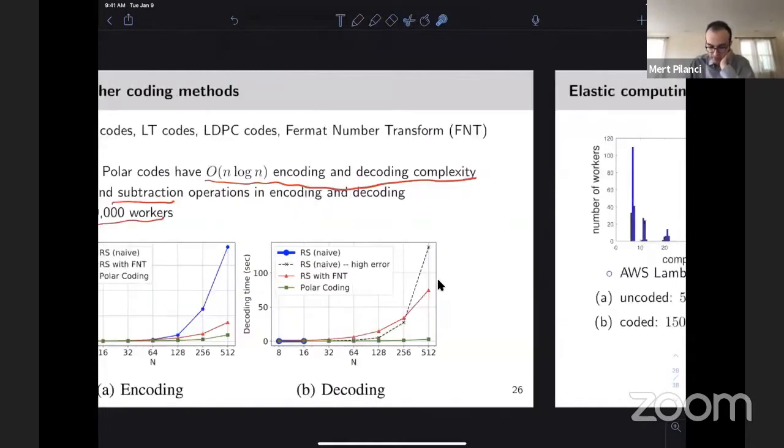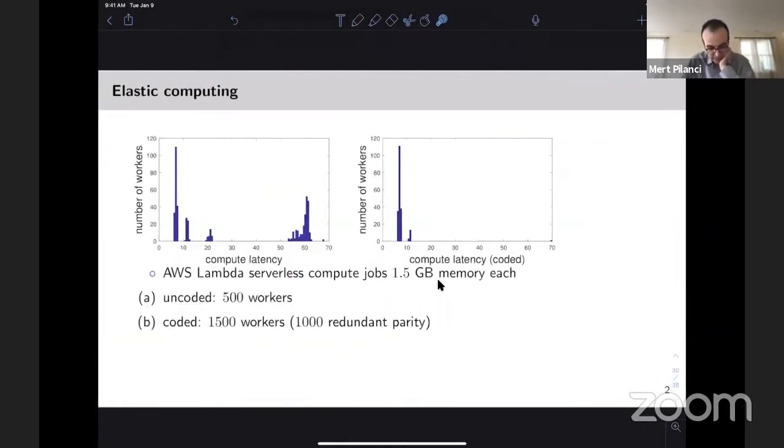number transforms. And here is a histogram of compute times on Amazon Lambda. This is real data. And then when we apply our computational polarization scheme, we get this much better runtime because we freeze lots of computation paths to 0. And then by fixing them to 0, we adjust the rate. Here we are using 1,000 redundant workers and a total of 1,500 workers. Okay, so the rate is 1/3. And this is why we get this very favorable runtime distribution.